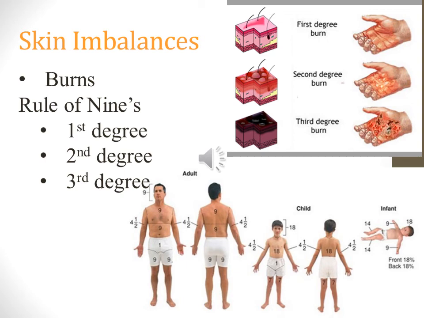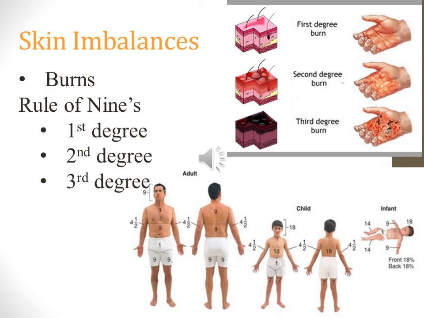Burns involve tissue damage via intense heat, electricity, radiation, and chemicals that are killing cells, and they're classified by severity. Your first degree burn is a burn to the epidermis. You get some redness, some swelling, some pain. Most of your basic light sunburns are first degree burns.